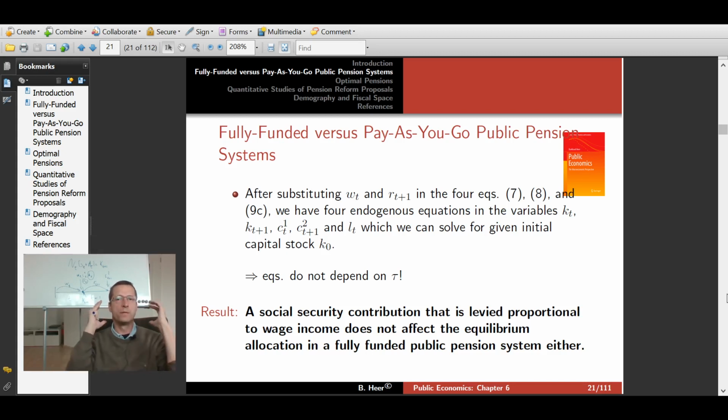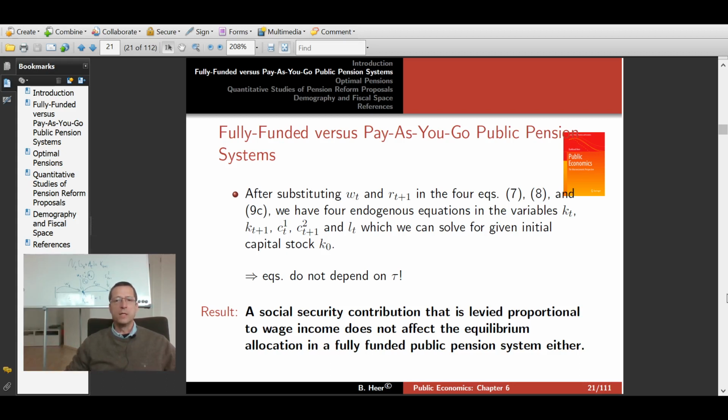So no matter whether the contribution is lump sum or levied on labor income, there is no effect on equilibrium allocation, of course, if the government and the individual face the same interest rate, if there is no credit constraint, and therefore if the contribution DT does not surpass a threshold where private savings become negative and households may perhaps have to pay a higher interest rate.